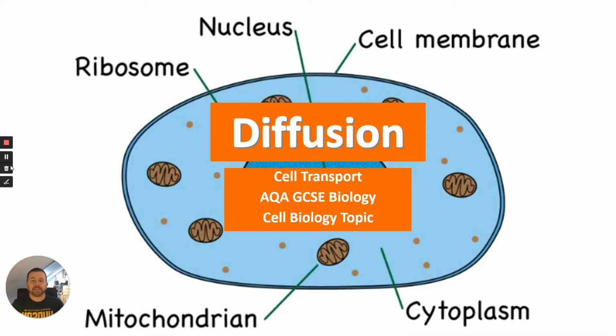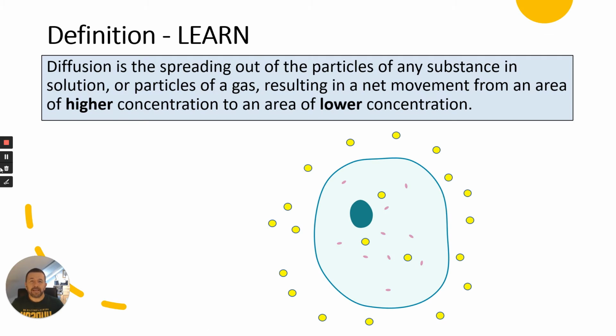This video is to do with diffusion, and it's to do with the section of cell transport in AQA GCSE Biology, and it's the cell biology topic. So what I'm going to go through is the basics, the facts that you need to know for diffusion. So firstly, a definition. You will need to learn this definition.